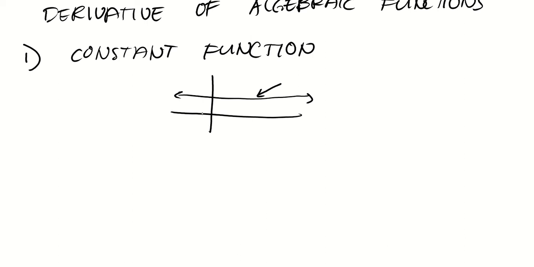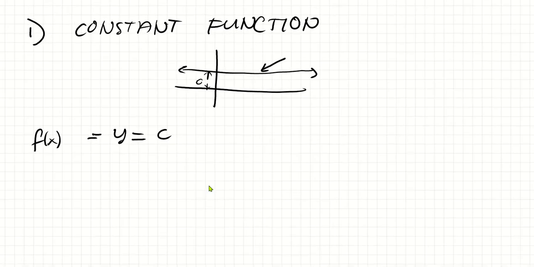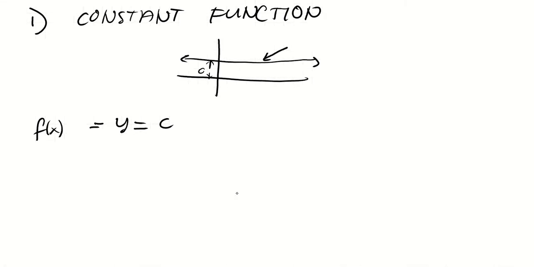So usually we denote this as y equals, if this distance from here to here is a certain constant c, y equals c. Or we can also say that this is f of x equals c. It's a constant function. Now if we want to take the derivative of this one, we apply the definition of the derivative. Remember, c here is any constant real number.